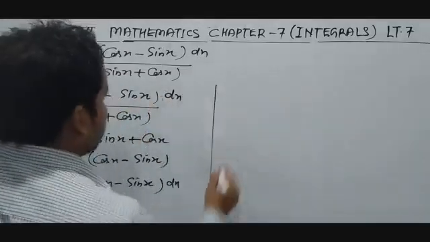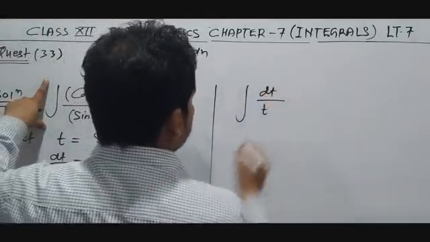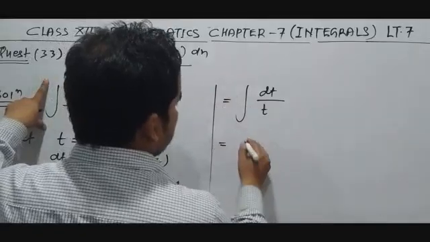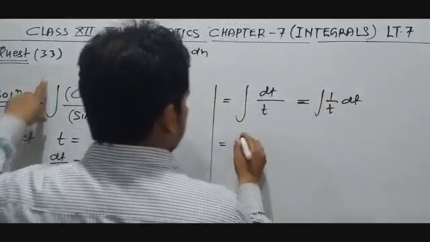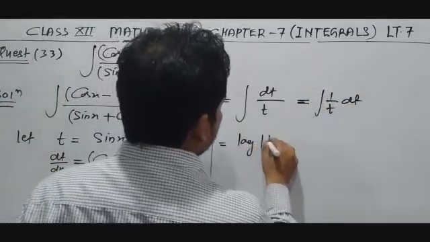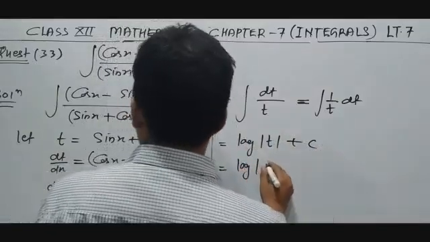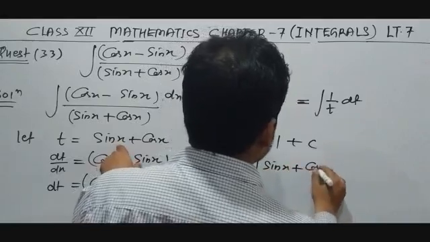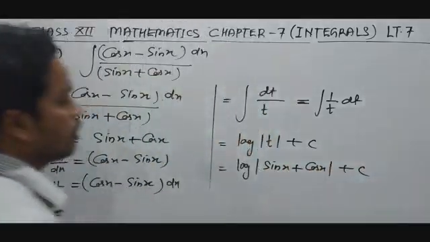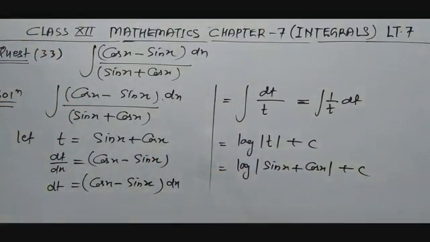So the integration will convert to integral of dt upon t, and its result is 1 by t dt. So 1 by t dt will be log of mod of t plus c. So log of mod of (sin x plus cos x). This is the answer. I have written this directly in question number 32. So I have solved this question. This is the answer.